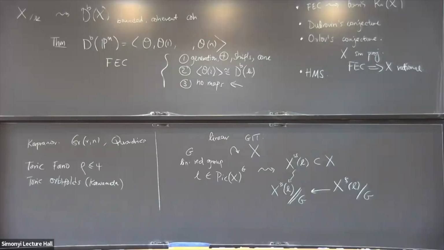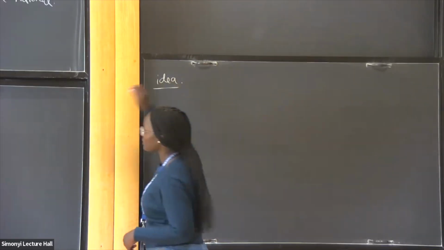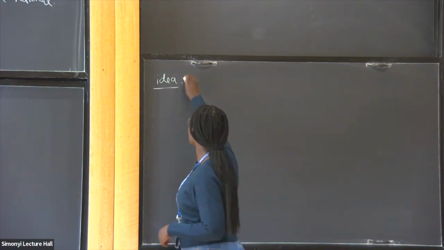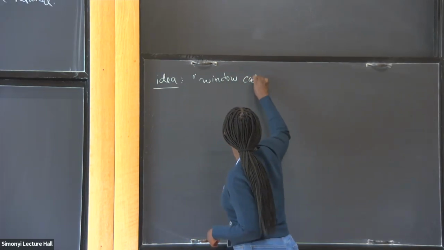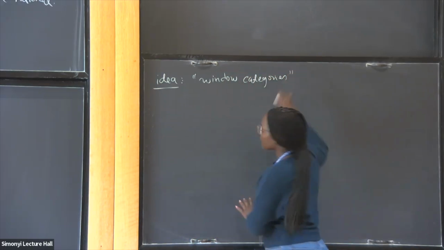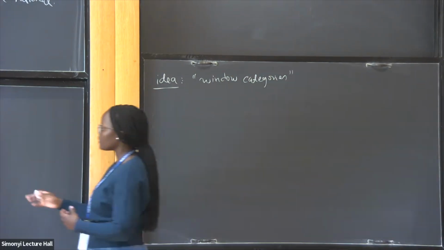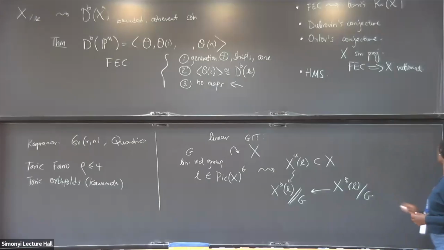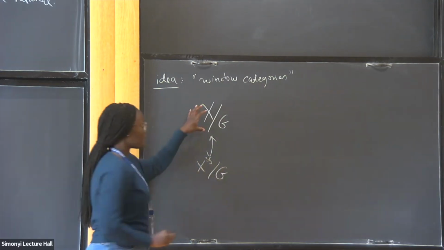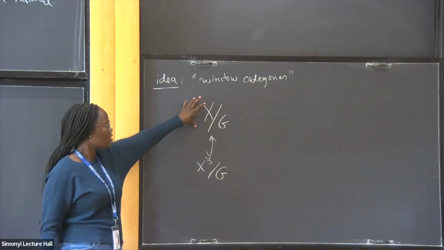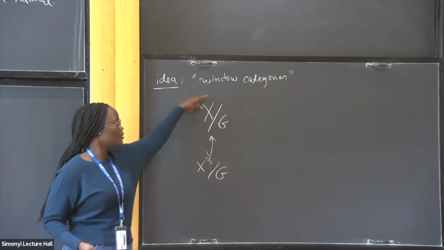Okay. All right. So the idea for finding these collections goes by the name window categories. And the idea of window categories is as follows. This GIT quotient sits as an open substack of the bigger stack. So you have this GIT quotient here. And the derived category of this stack quotient is just the equivariant derived category of X.